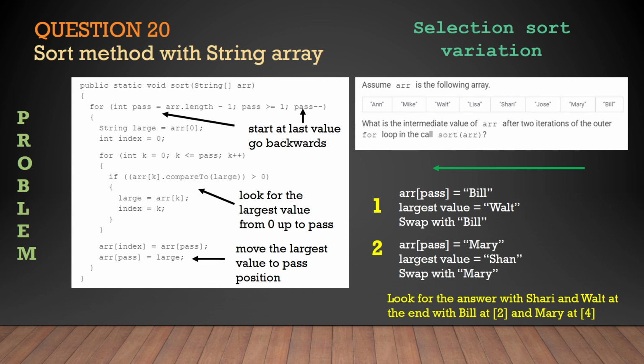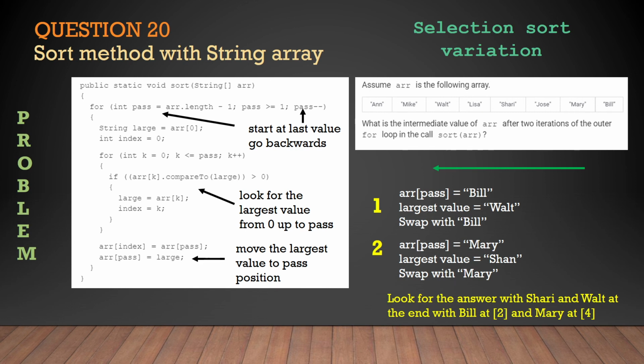So what happens here? Well, we start at the last value and go backwards. Look up the largest value from 0 up to pass. If you find a larger value, you move it to that position. So it's going through and comparing the values to see if it can switch them. So it has the swap here, two for loops and a swap. Which kind of sort do you think it might be? Selection sort? I think maybe. The only difference is that it's doing it in reverse.